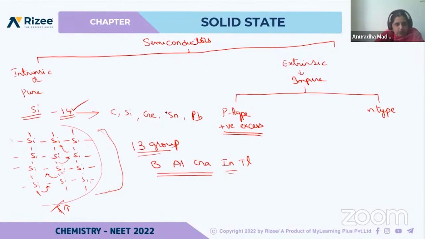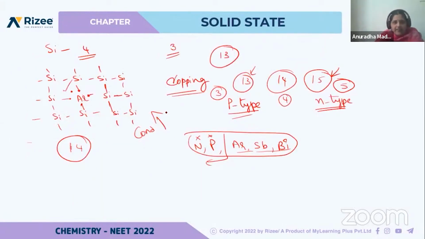In the P type also conductivity is more. When we compare intrinsic and extrinsic, P type has more conductivity, and N type also has more conductivity because of the availability of free electrons. These two come under impurity defects and electronic defects.